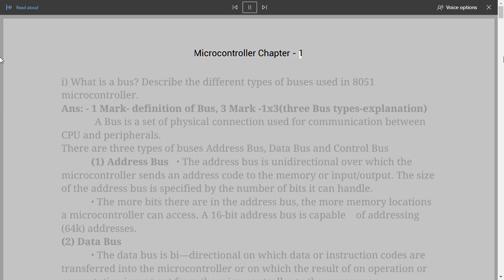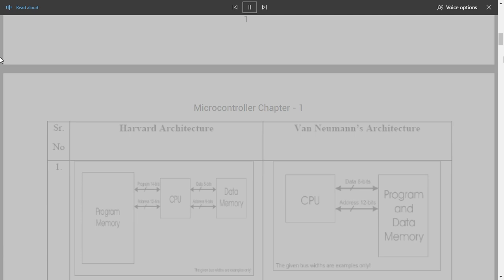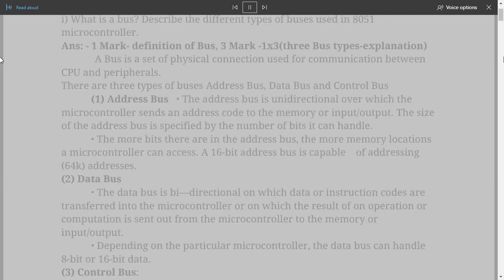Microcontroller Chapter 1. Question 1. What is a bus? Describe the different types of buses used in the 8051 microcontroller. Answer: 1 mark for the definition of bus, 3 marks (1x3) for the explanation of the 3 bus types.